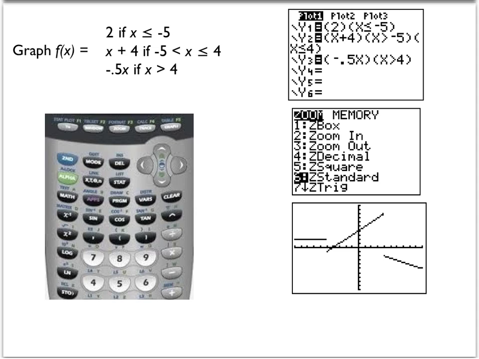-0.5x. Now, a good thing to do is go to Zoom. The zoom key is right here. Go to a standard window. That's always from -10 to 10. That's typically where we'll be graphing these things. And so you can see there's the graph. Looks pretty similar to what we'd come up with on the previous slide, but the calculator does it.